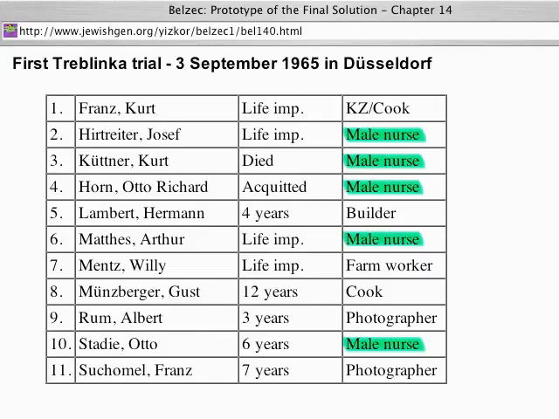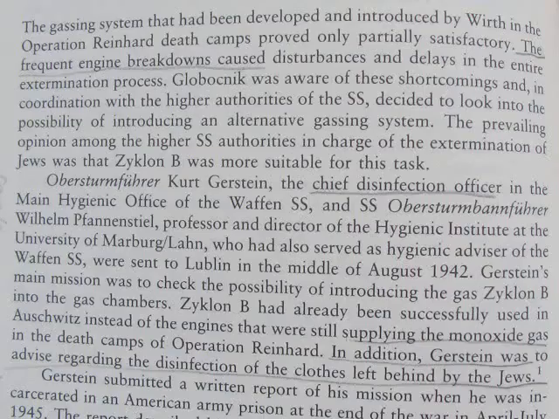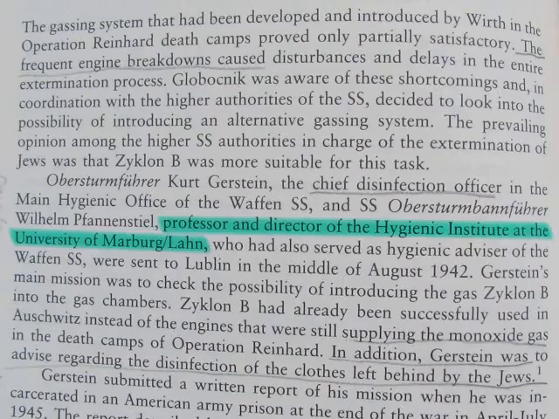Then in Yitzhak Arad's book, on page 100, we see the occupation of Kurt Gerstein, Chief Disinfection Officer in the main hygienic office of the Waffen-SS, and the man who accompanied him, Wilhelm Pfannenstiel. He was a professor and director of the Hygienic Institute at the University of Marburg-Lahn. Does that make more sense for a death camp or disinfection camp?